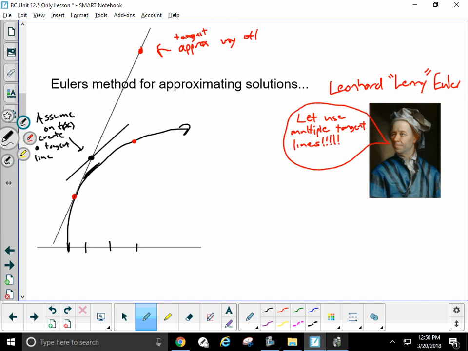Typically, we want our lines to be equally spaced between our origin and what we're trying to approximate. So I'm just going to use one more tangent line, and I have a step size, a delta x here, and this is delta x, and this is delta x, and that's what we consider our step size.